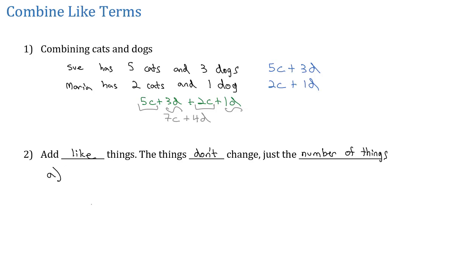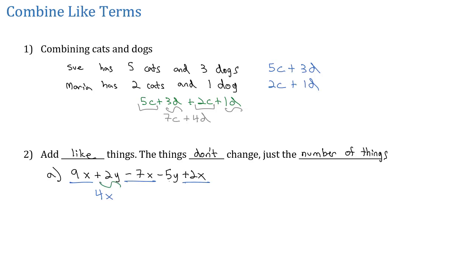So for example, if I had 9 x's plus 2 y's minus 7 x's minus 5 y's plus 2 x's, we can look for like things. So we've got 9 x's minus 7 x's plus 2 x's. They all have an x. They're all like things. 9 minus 7 is negative 2. Plus 2 is 4. I have 4 of these x's. Notice the things didn't change. I still have x's. The number of things did change.